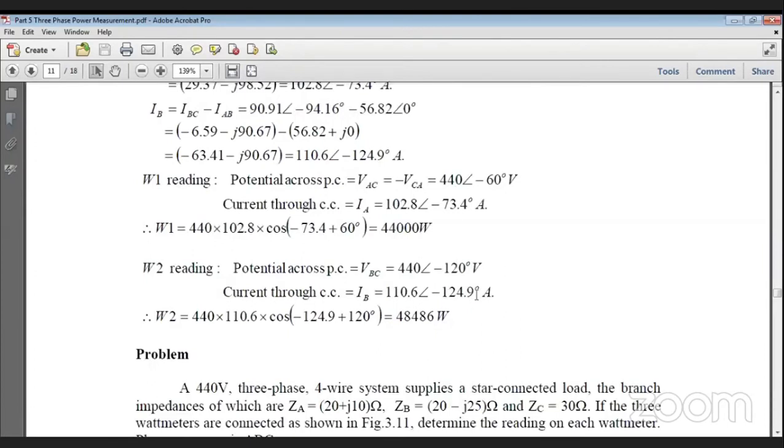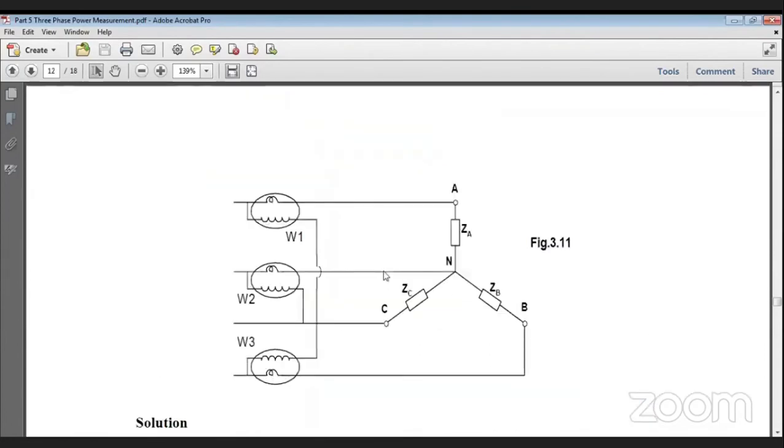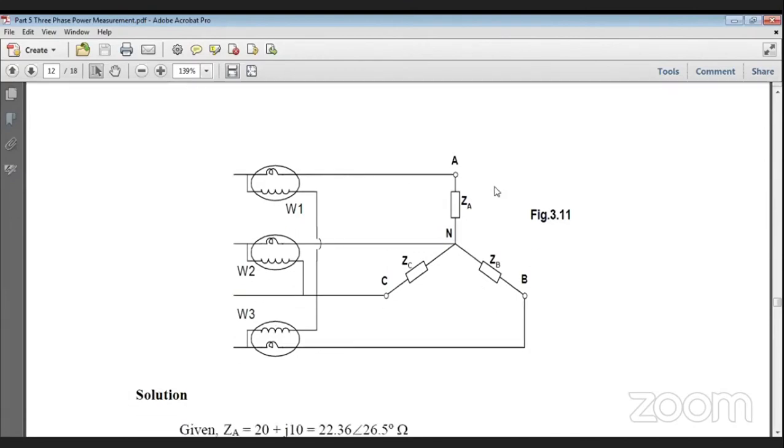This is how we solve all this. This one is a very interesting problem. It's a 4-wire star. Look at that. These W1 and W3 are connected in a normal fashion, connected to the C phase. But then W2 is very interesting because here the current coil is not placed in any line. It is placed in the neutral.